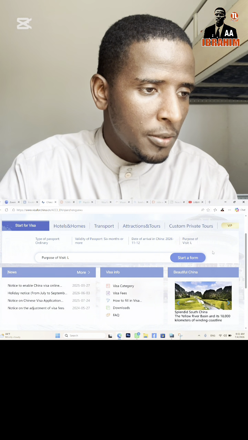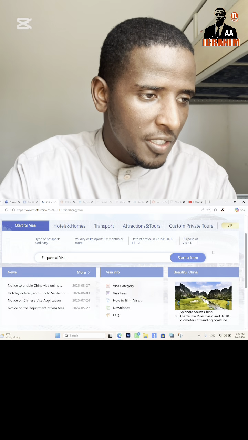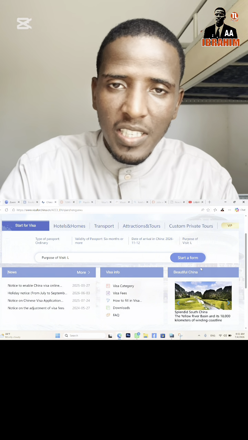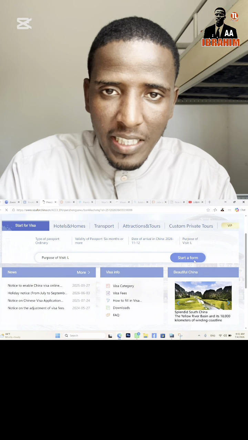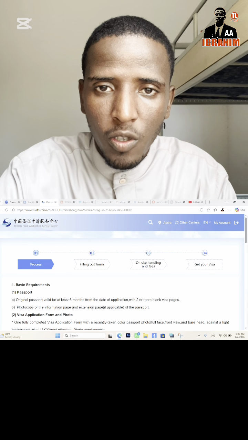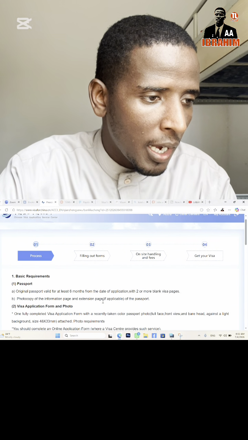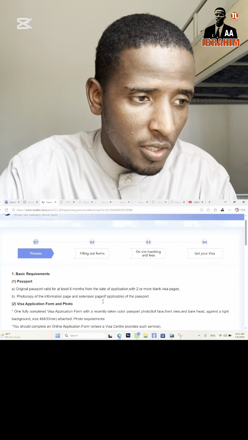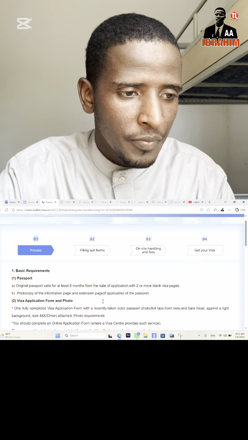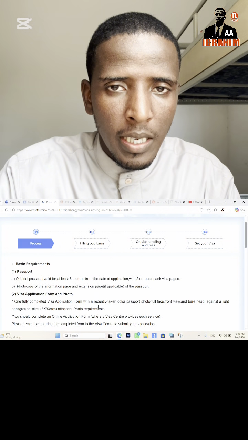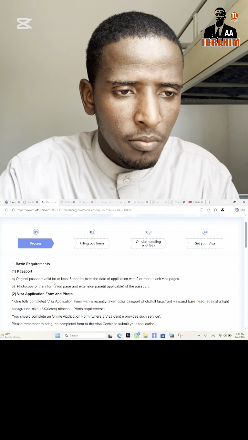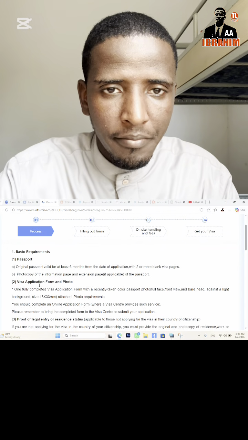So I'm coming here to choose the purpose of visit. So it means tourism is L visa, and M is commercial trade, like a business visa that I heard a lot of people are talking about. So now we are taking the tourism. Okay, we are only going to look for the basic documents for now, but we are not going to apply.